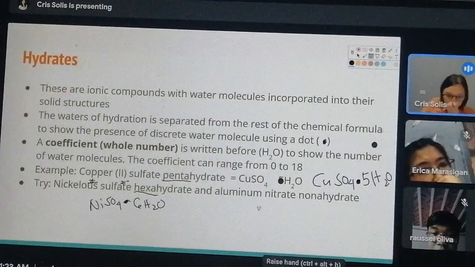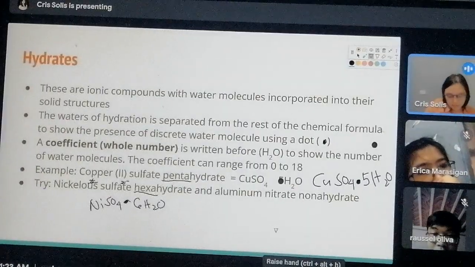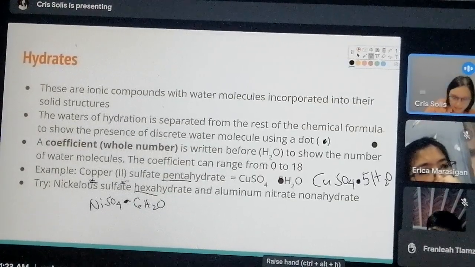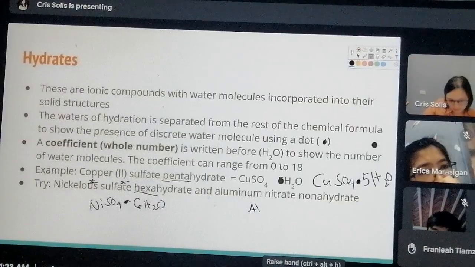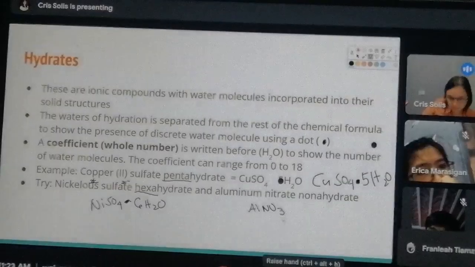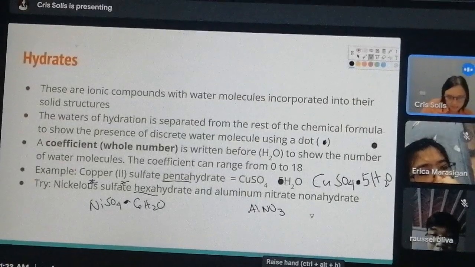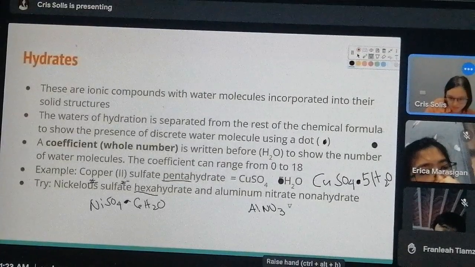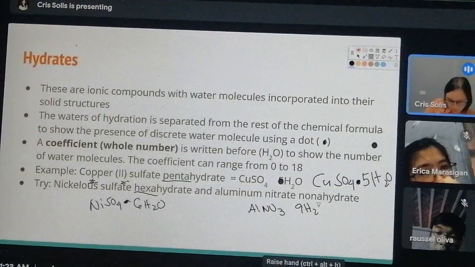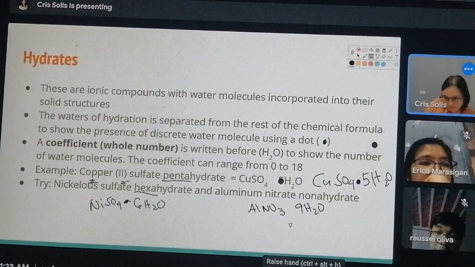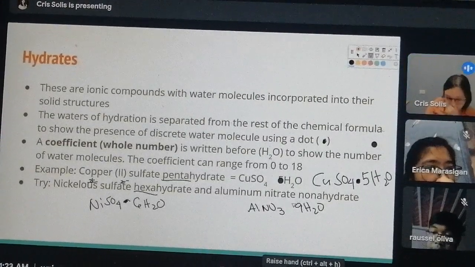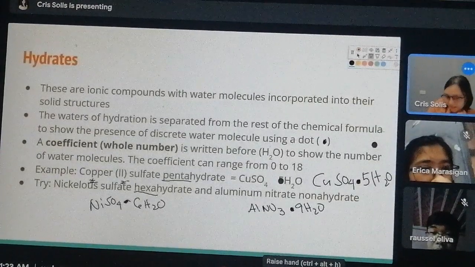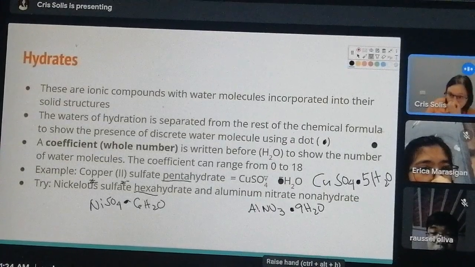Oh. Ito, aluminum nitrate. Sige, kayo dyan. Aluminum nitrate. Sige, Pandaya. AlNO3. That's for aluminum nitrate. Yung non-hydrate. Tuloy mo lang, Pandaya. 9H2O. May kulang, anak. Yung pinaka-importante. Yung dot. Huwag kakalimutan yan. Okay? Kaya?